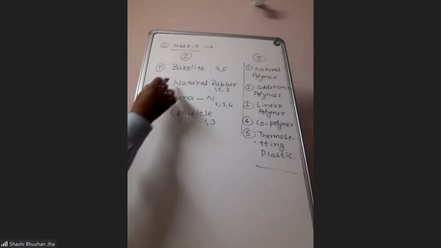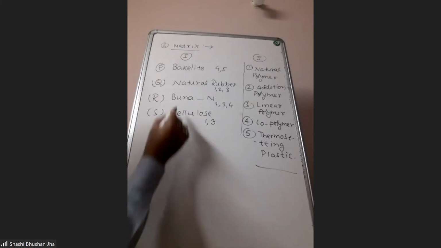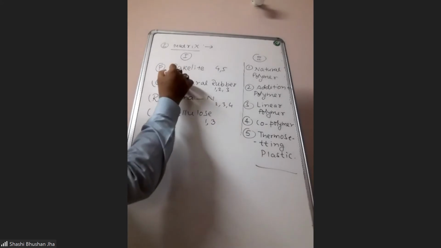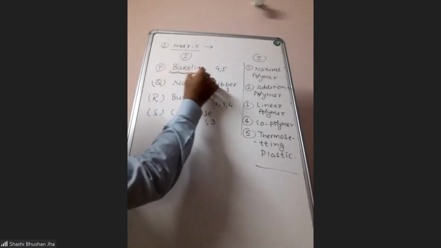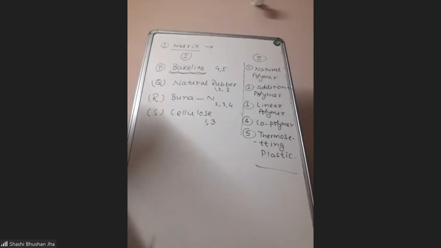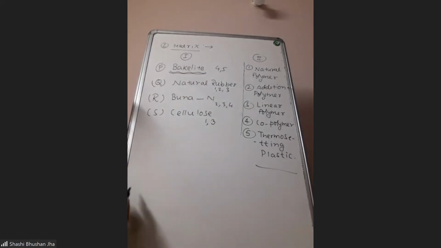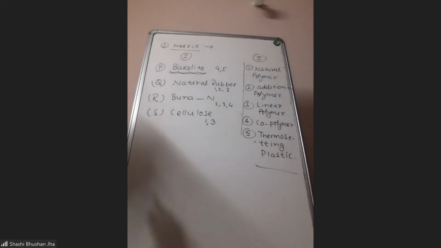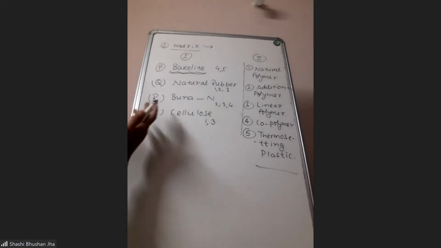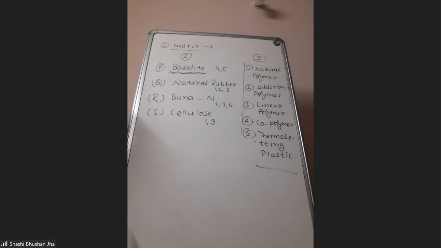So among all these, bakelite is the only polymer which is not linear. Bakelite is a branch chain polymer, and basically we call it a special kind of polymer, a cross-linked polymer. That is a kind of branch chain only. But anyway, that is not a linear polymer at all. So bakelite is not a linear polymer.